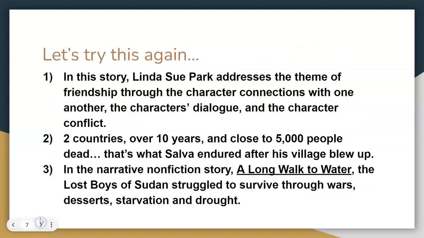Let's try another one. In this one, we're going to do the same thing. We're dealing with A Long Walk to Water again. In this story, Linda Sue Park addresses the theme of friendship through the character connections with one another, the character dialogue, and the character conflict. Two countries, over 10 years, and close to 5,000 people dead. That's what Salva endured after his village blew up. In the narrative nonfiction story, A Long Walk to Water, the Lost Boys of Sudan struggled to survive through wars, starvation, and drought. Can you figure out the correct order?